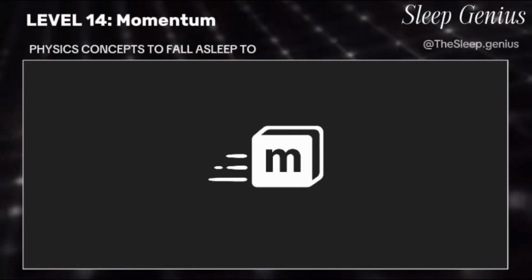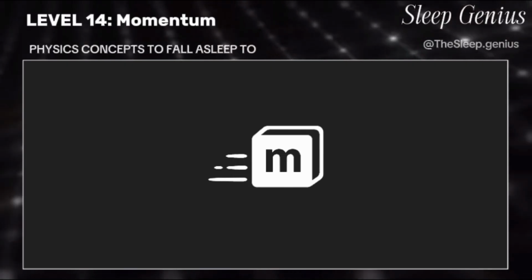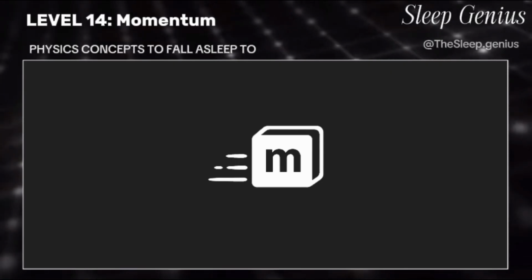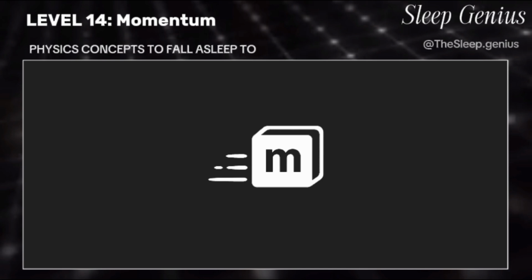Momentum is the measure of how much motion an object has. It depends on the mass of the object and its velocity. A heavier object moving fast has more momentum than a lighter object moving at the same speed.